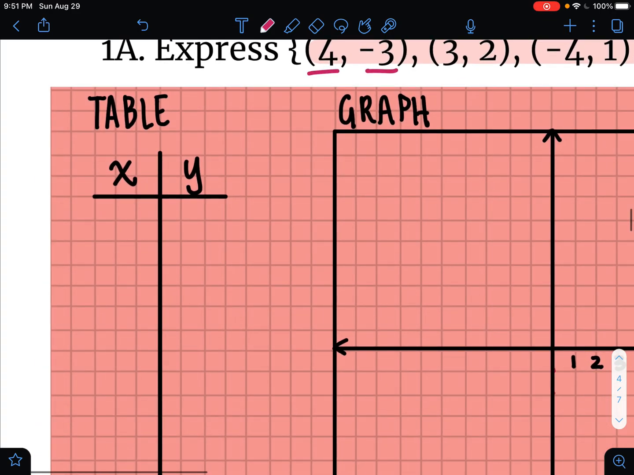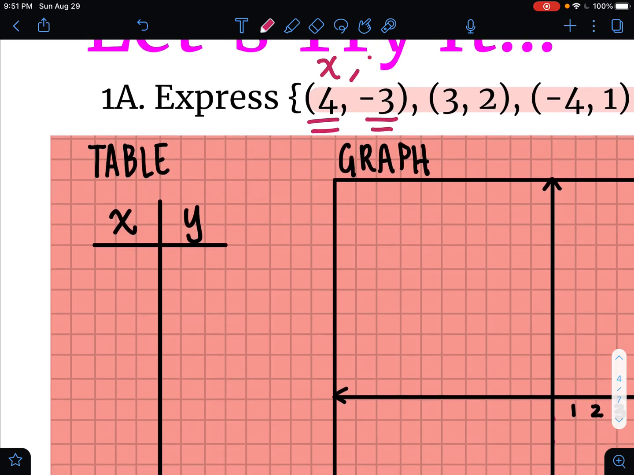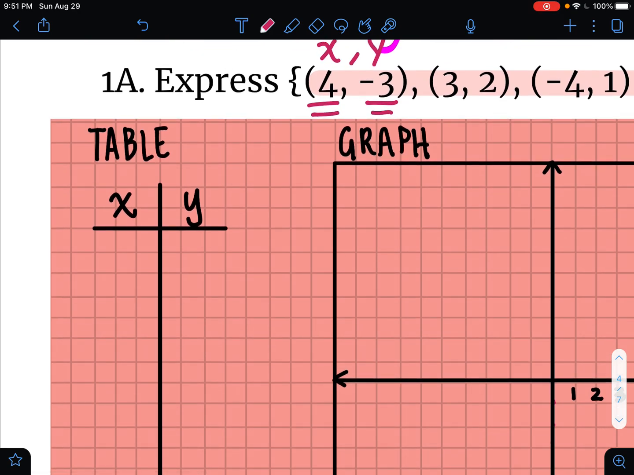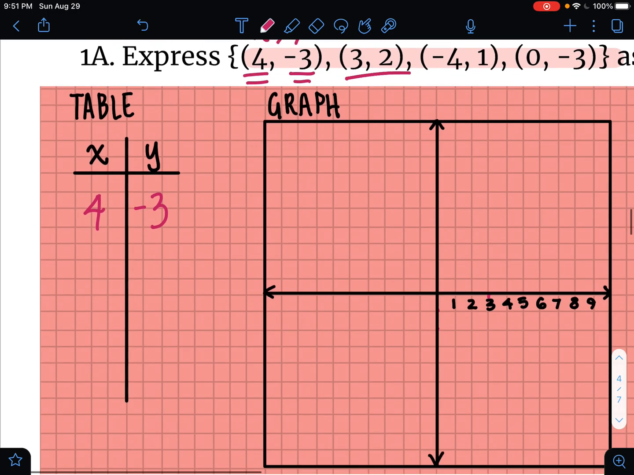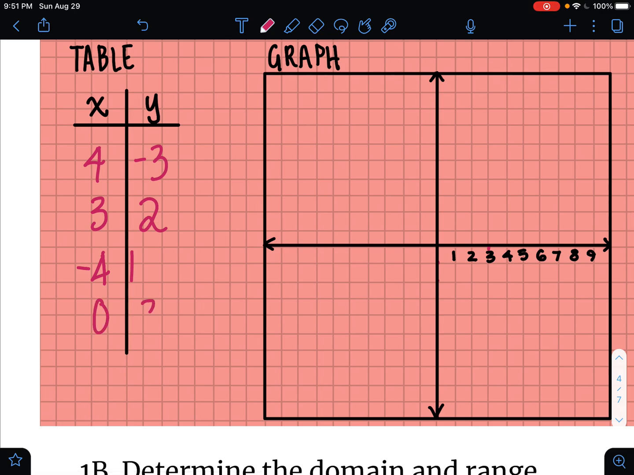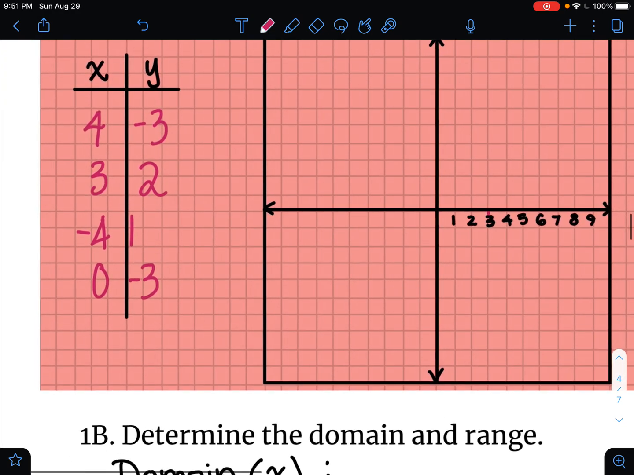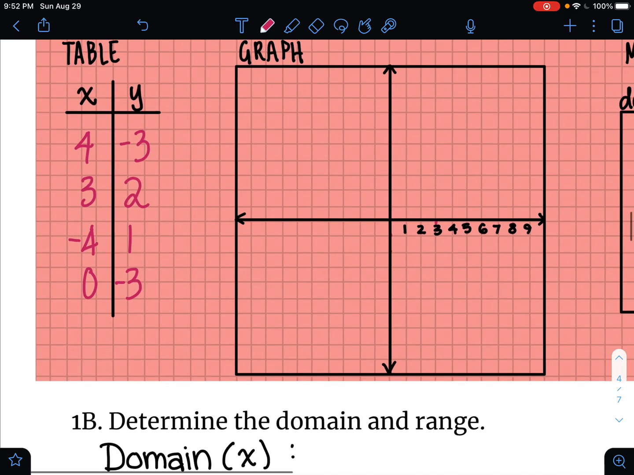We're going to start with the first ordered pair, which is 4, -3. We see that the 4 is in the x position and the -3 is in the y, so you go 4, -3. And you're going to do this for the second one, which would be 3, 2. Third is -4, 1. Fourth one is 0, -3. So these are ordered pairs, but as a table, I'm going to move this over so it's more clear.